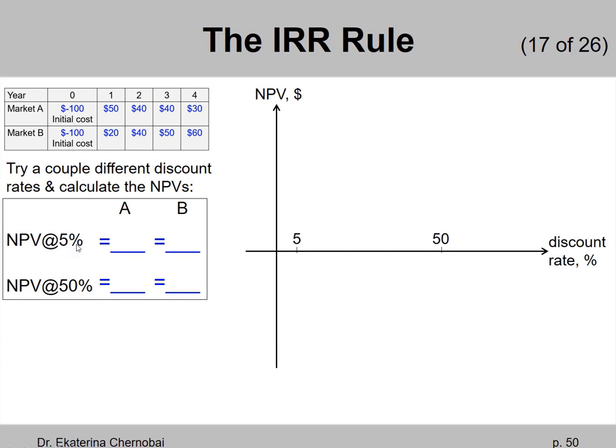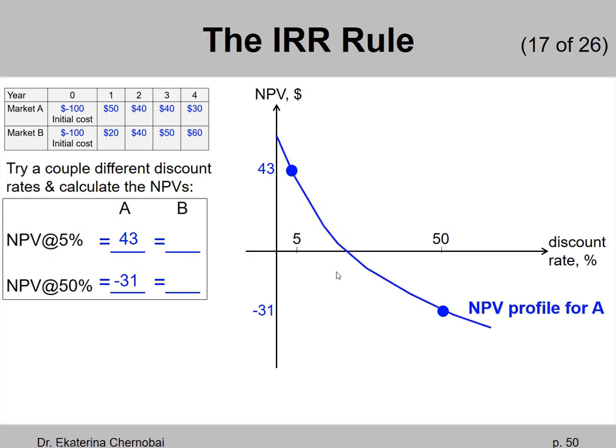and use that as the discount rate for project A, then the net present value will be 43. It's all in $1 million, right? Instead, if we try a 50% discount rate for project A and compute the net present value, again using the cash flows, then we get a negative $31 million net present value. So we can connect these 2 points again with a smooth curve. It slopes down and to the right. That's the net present value profile for project A.